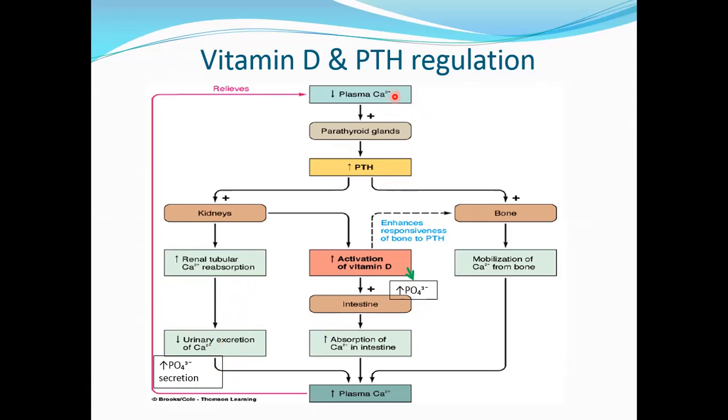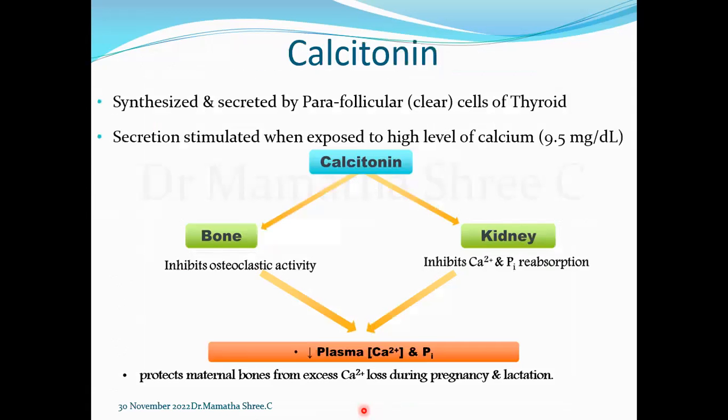But what we want finally now is increase in plasma calcium, right? Therefore, parathyroid hormone through the renal tubular calcium reabsorption increases plasma calcium, and through bone it increases mobilization of calcium, that is resorption of bone. Therefore, plasma calcium levels are increased.